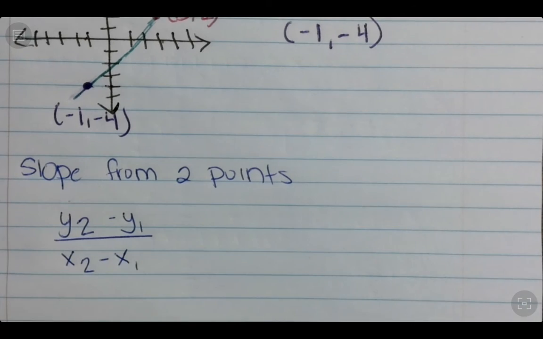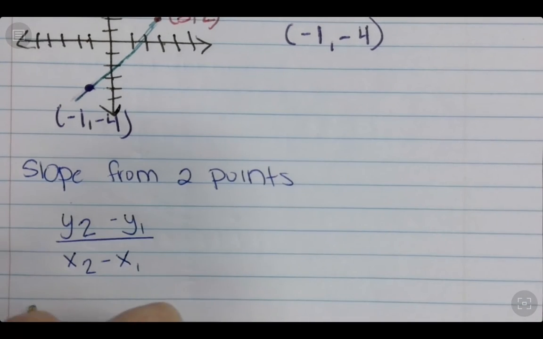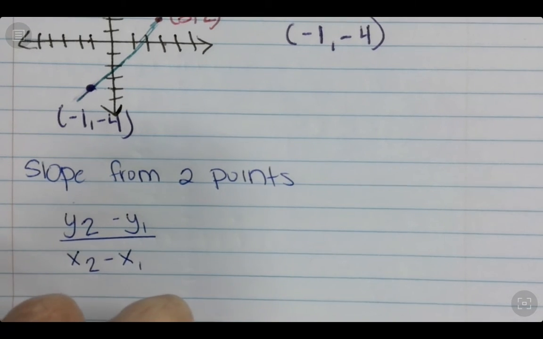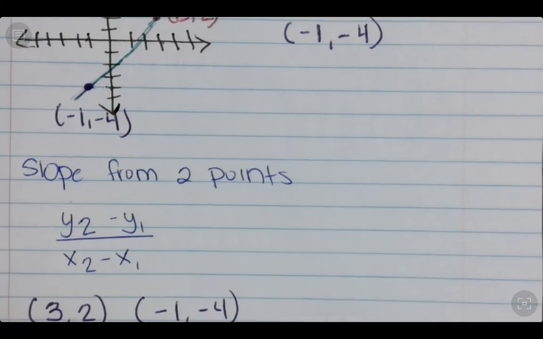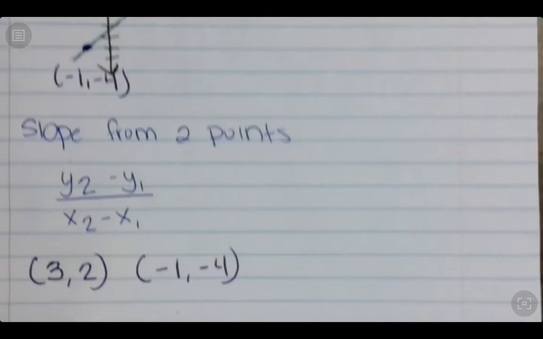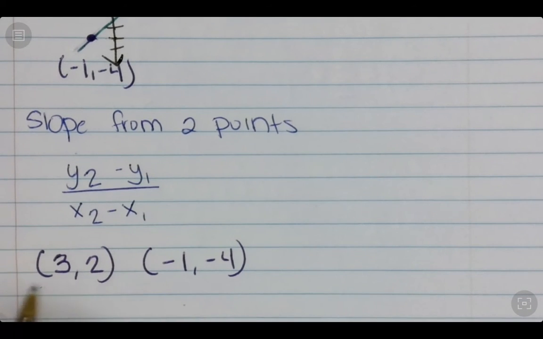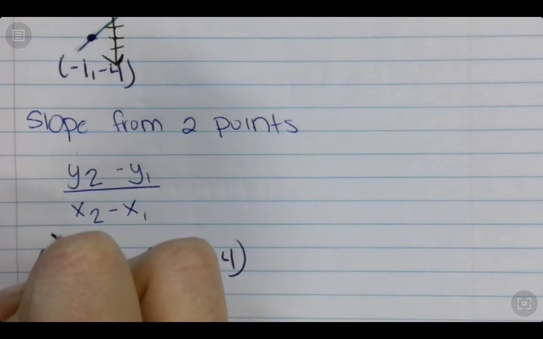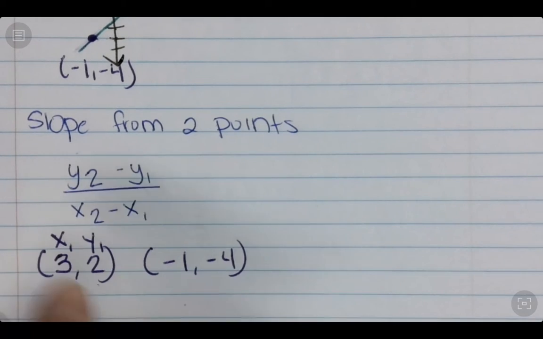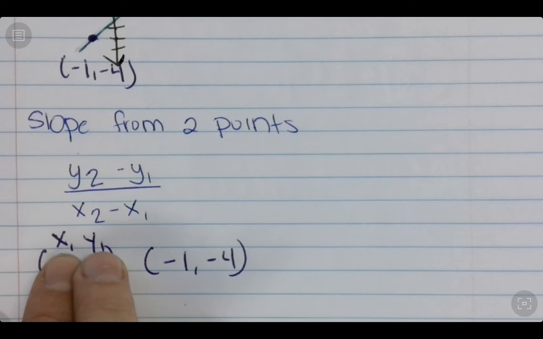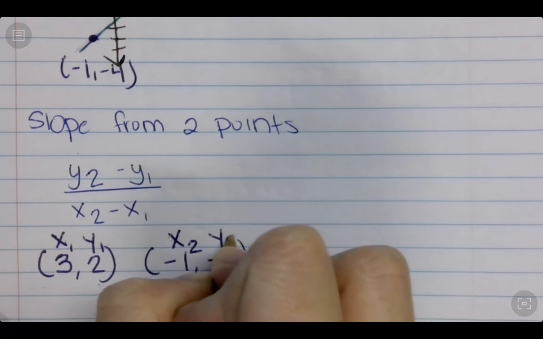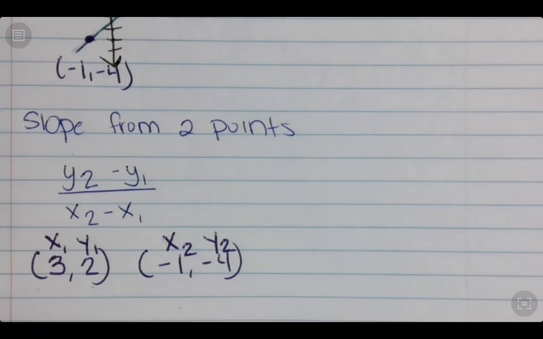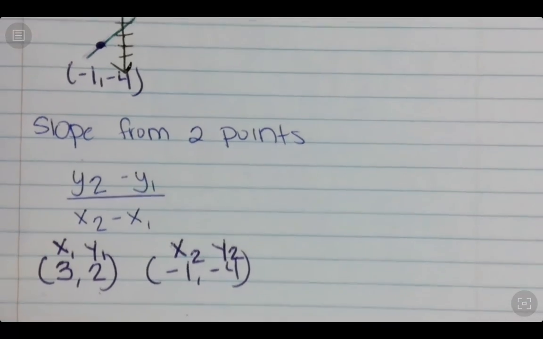So again, if we take our 2 points, we have the point 3, 2, and we have the point -1, -4. Because this is the first point I plotted, this is going to be x1 and y1, right? And all coordinate pairs, as you know, are x, y. The second one, because it's the second point, is going to be x2, y2. So now we are literally going to plug into this formula.